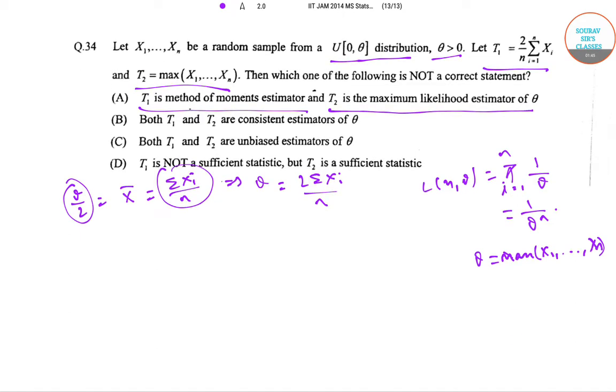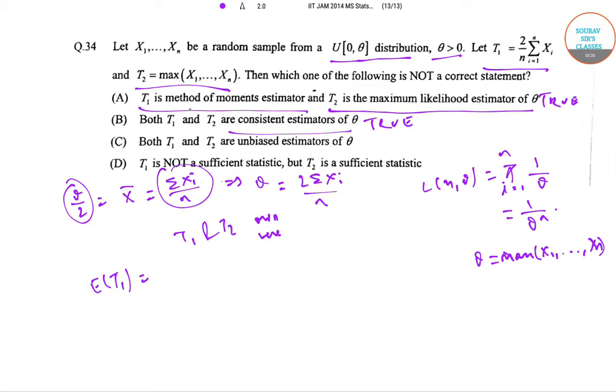Now option B, both T1 and T2 are consistent estimators of theta. Well, this is true. T1 and T2 over here are both consistent estimators of theta. Now, so option A is true, option B is true. Now let's analyze option C. Both T1 and T2 are unbiased estimators of theta.